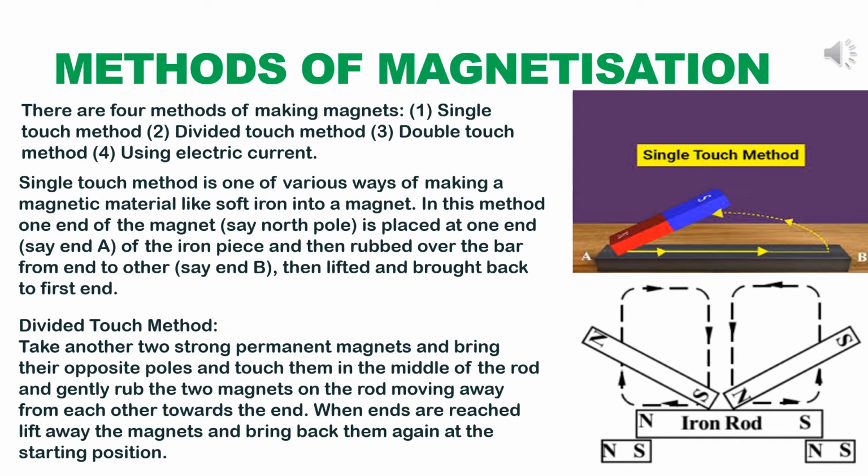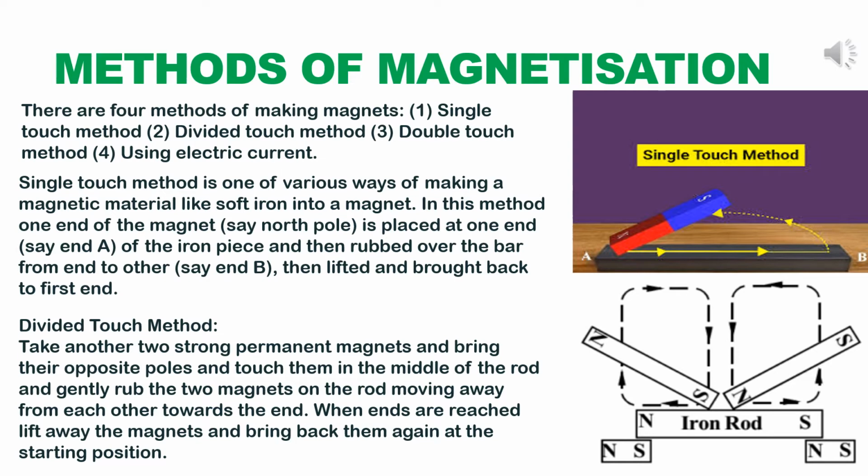A steel bar is placed on a table. See the diagram, you will understand. Then a bar magnet is taken and its north pole is touched to the left hand side of the steel bar and drawn along the bar to the end.